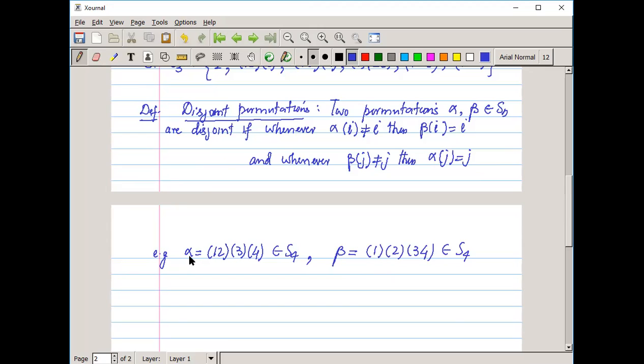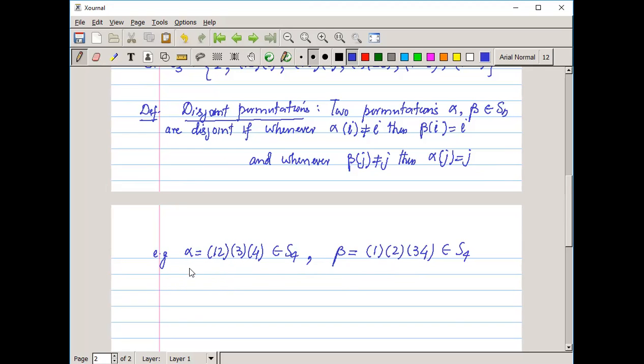Now here we can see that alpha moves 1 but beta fixes 1. Alpha moves 2, beta fixes 2. Similarly, beta moves 3 but alpha fixes 3, beta moves 4 and alpha fixes 4. So these kinds of permutations are known as disjoint permutations.